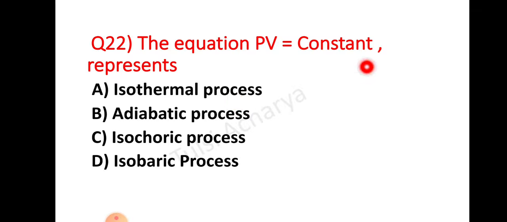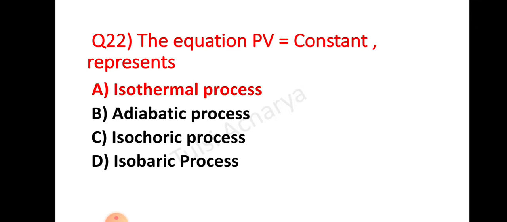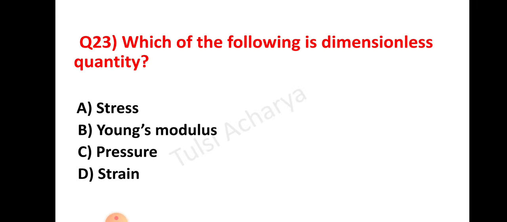The equation PV equals constant represents, this equation represents an isothermal process. So option choice A is the correct one for question number 22. Now let's move to question number 23.